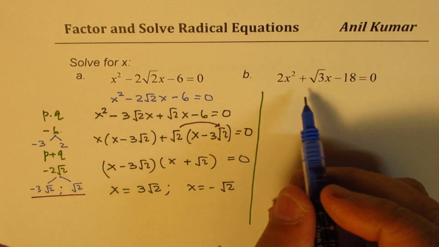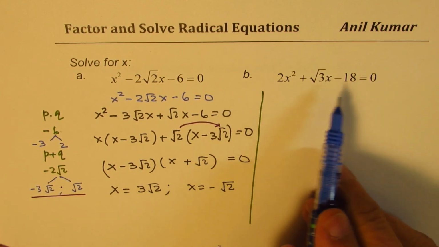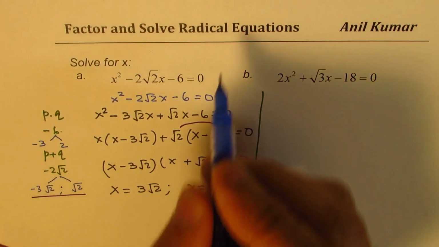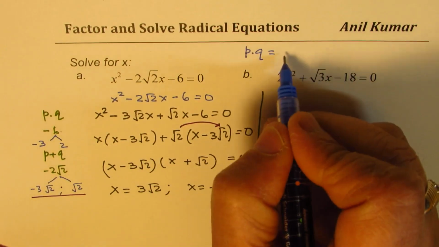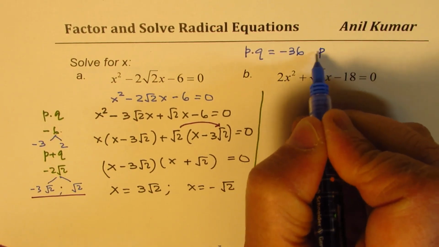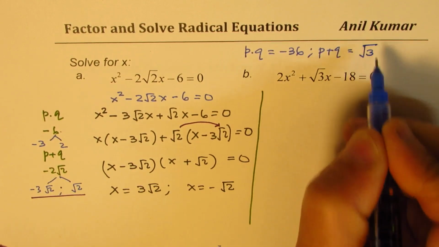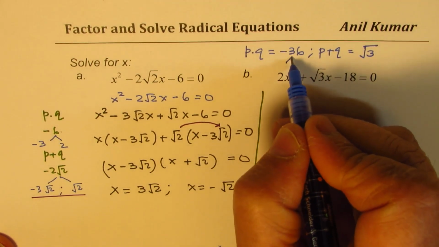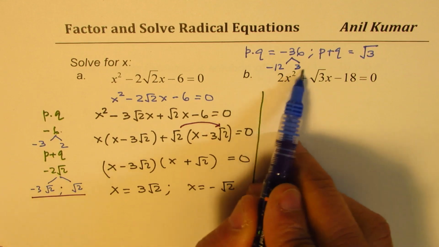So here again, we are going to apply the same strategy. We are looking for a product of minus 36 this time, correct? So here, let me write down on the top. We are looking for a product of two numbers as 2 times minus 18, which is minus 36. And we are looking for the sum of these two roots as square root of 3. Now, square root of 3 means I have to have both the terms with square root 3. So this could be seen as minus 12 times 3, right? So that gives you an idea.